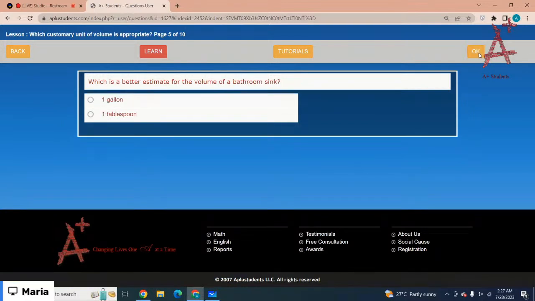Okay. Which is a better estimate for the volume of a bathroom sink? 1 gallon or 1 tablespoon? 1 tablespoon is very little for the volume of a bathroom sink. That would be 1 gallon. So the correct option is 1 gallon.